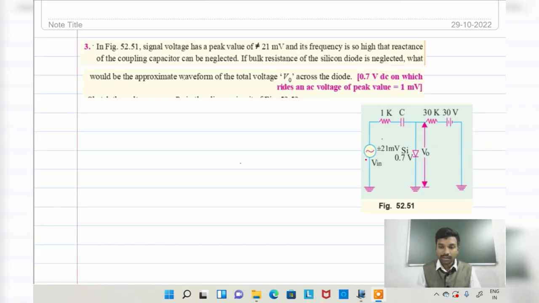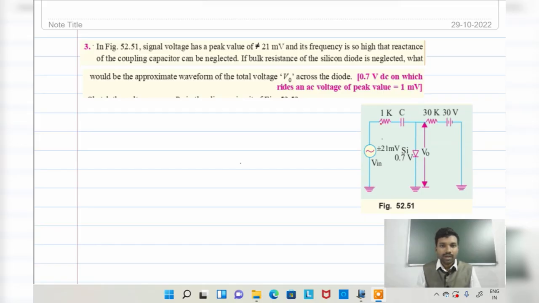Here, see here, this is 31 millivolt. So the capacitance is neglected because of it. A very high frequency is present. That's why the reactance is neglected. The reactance of the coupling capacitor is neglected.